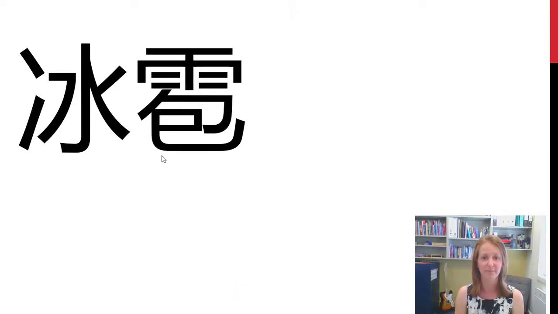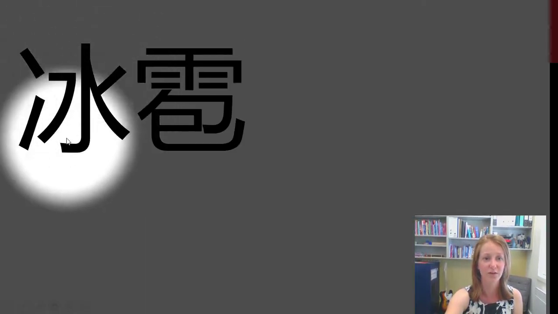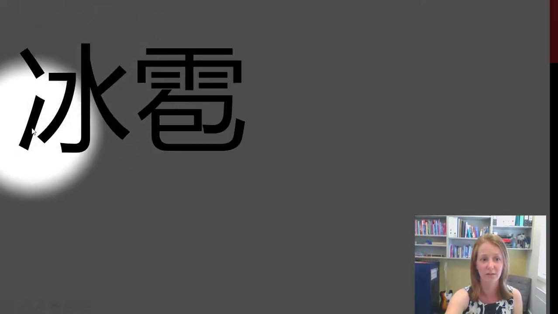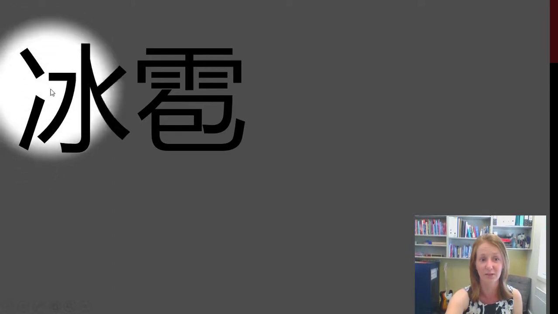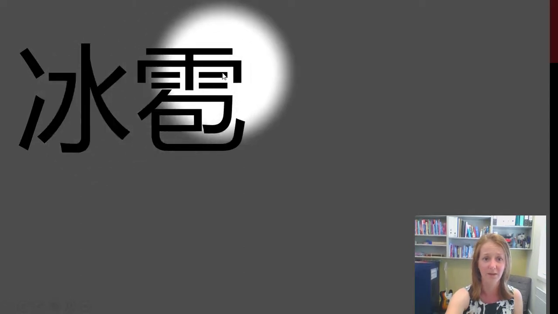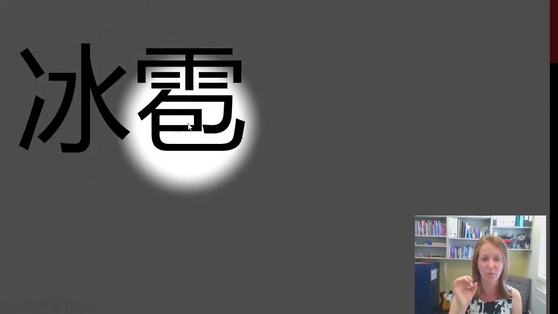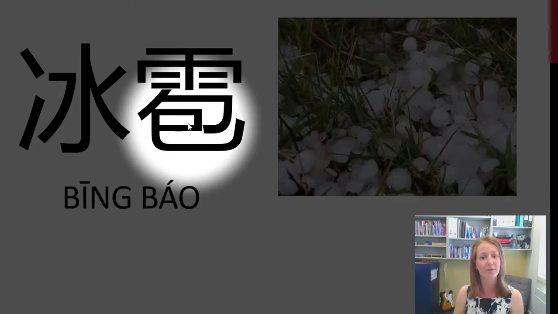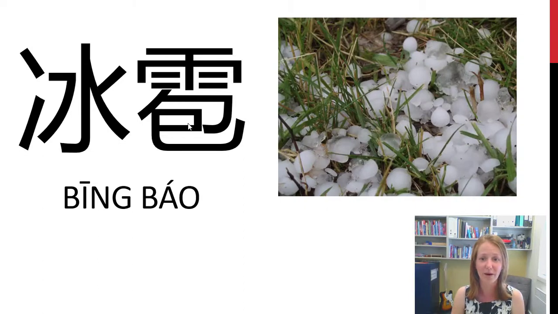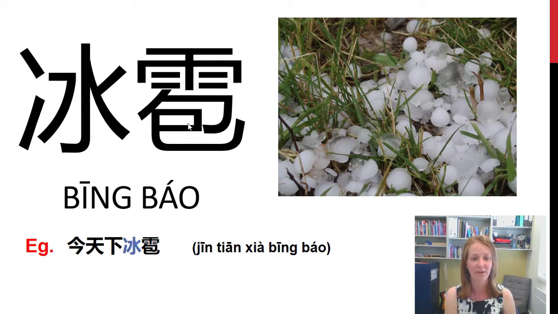这是什么? You might recognize here 雪, but instead of three dots on the side, we only have two, because the bottom two have frozen together. So this is the ice character. And over here we have rain and a bao, a small ball. So frozen balls, this is 冰雹, hail. For example, 今天下冰雹.